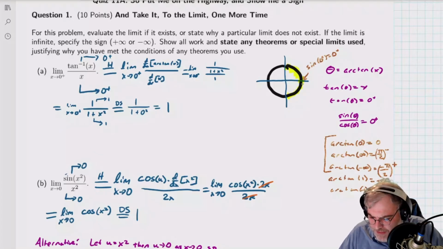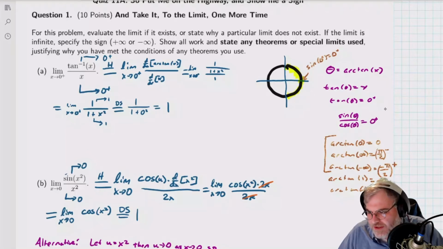So what I'm going to do is see where this goes. I'm going to say theta, because it's an angle, equals arctan of x. And then that means tangent of theta equals x. So I've got tangent of theta equals 0 plus, which means sine of theta over cosine of theta equals 0 plus.